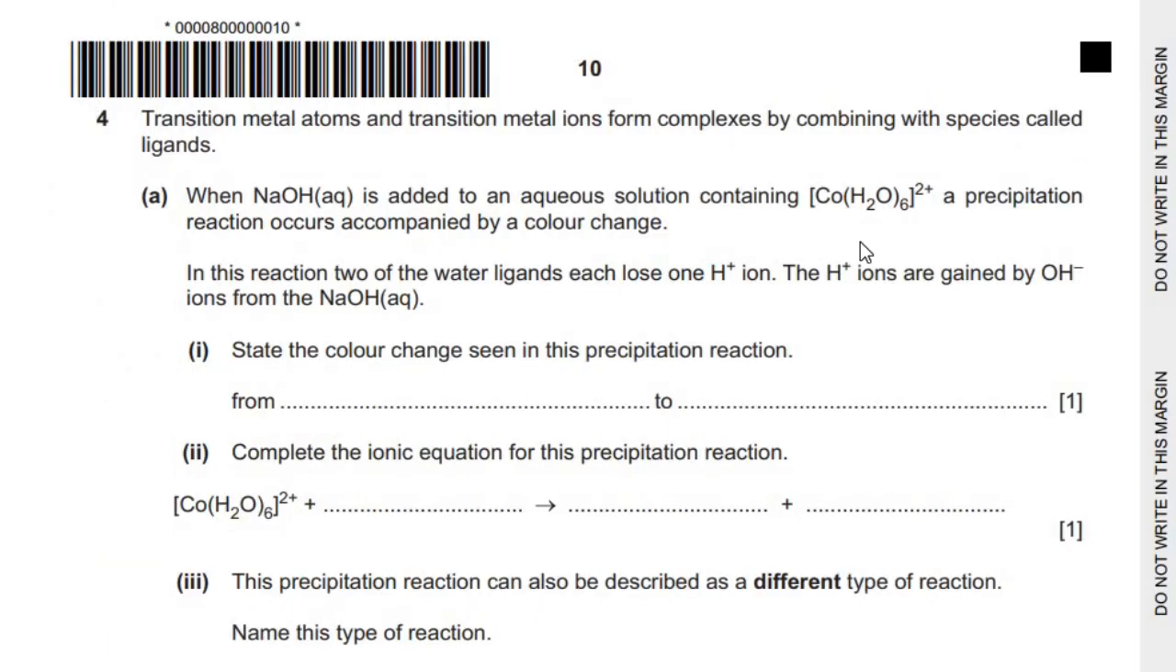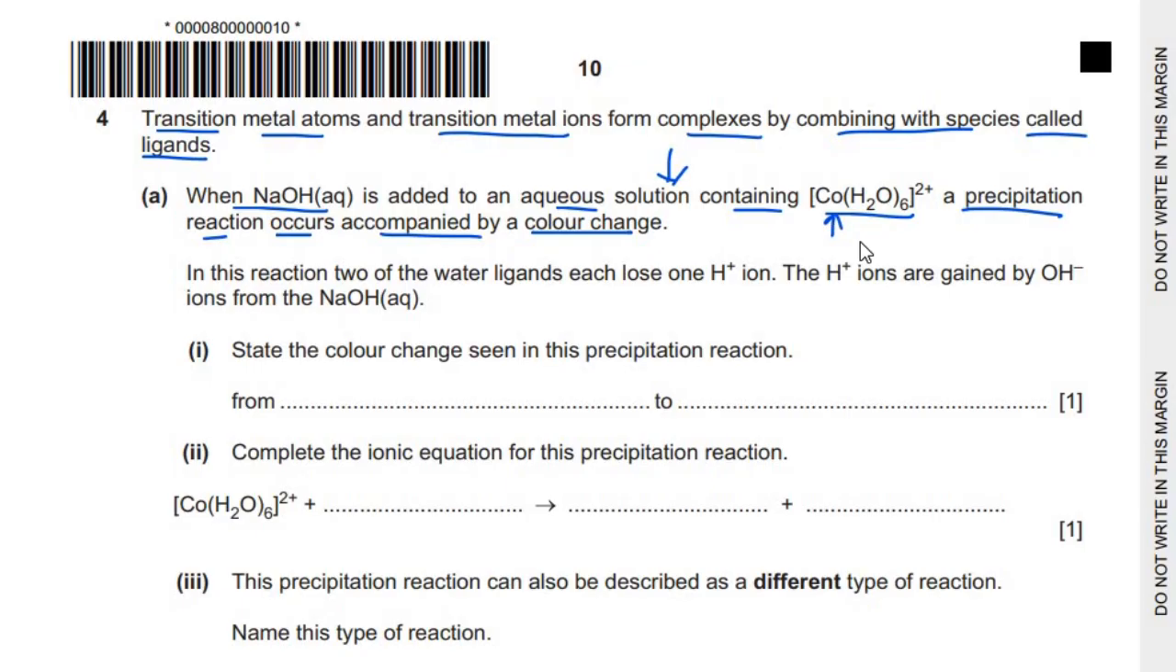So here is question 4. Transition metal atoms and transition metal ions form complexes by combining with species called ligands. Now NaOH aqueous is added to an aqueous solution containing the cobalt aqua complex, that is a cobalt complex with water molecules. A precipitation reaction occurs accompanied by a color change. Understand, this is an aqueous solution containing a cobalt ion with its ligand of water molecules, and we are adding NaOH to the aqueous solution of the cobalt complex.